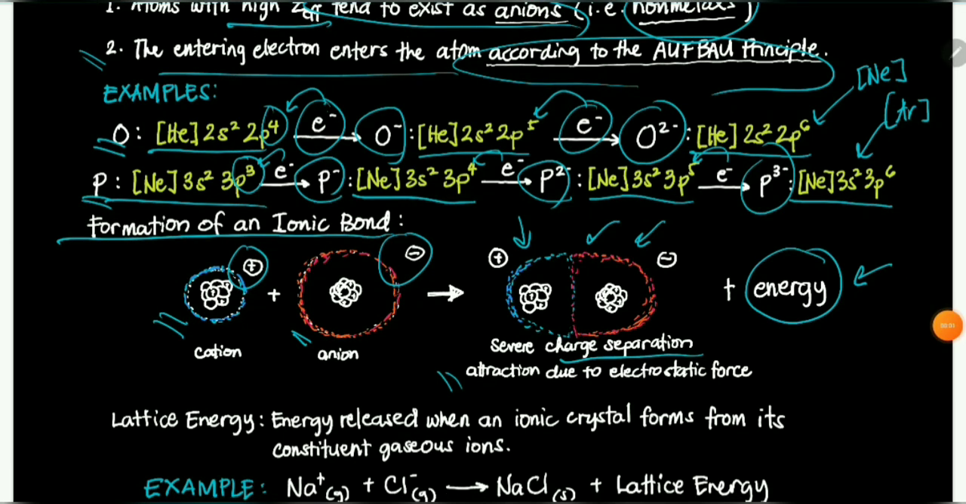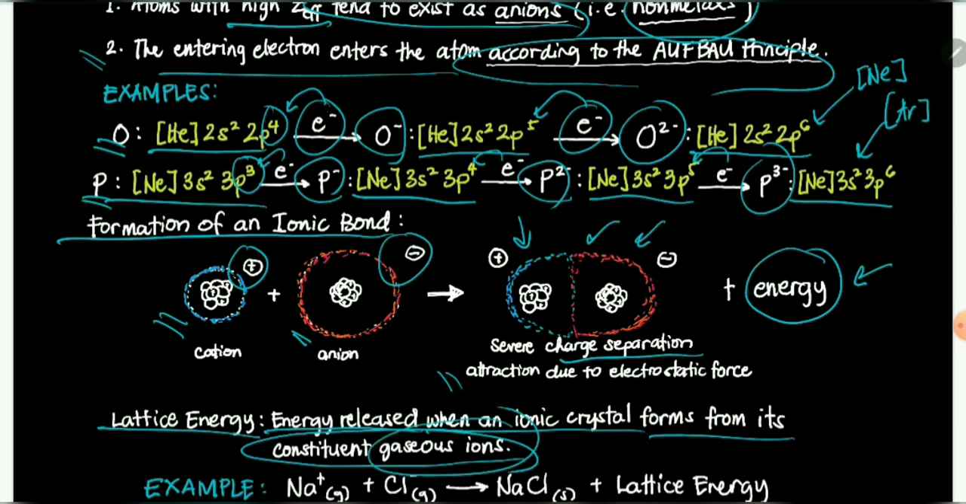So for the standard measure of the energy of a certain ionic compound, we have the lattice energy. So the lattice energy is the energy released when an ionic crystal forms from its constituent gaseous ions. So dapat yung ions nyo dito ay gaseous. That's the standard measure. Okay? Hindi kasi natin ito matatawag na lattice energy because hindi natin in-specify yung state ng ating cation and anion. They can be solid, liquid, or gas.